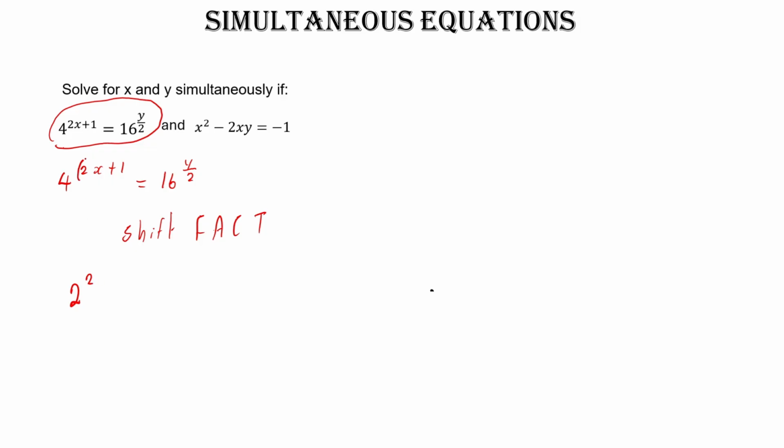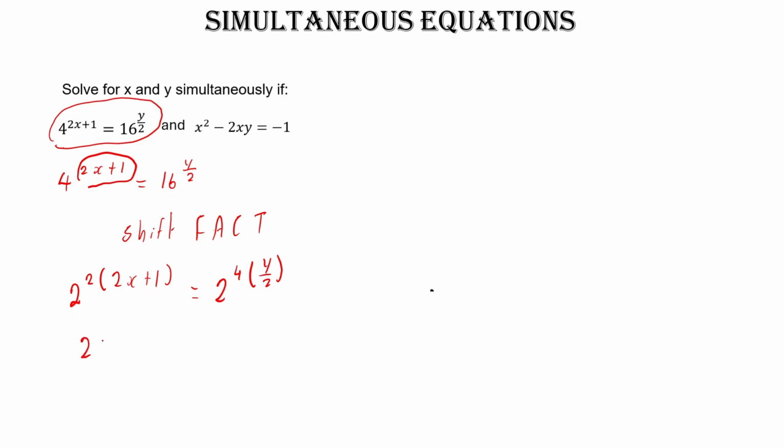But remember, we have all of this over here. So that's going to be into 2x plus 1. Then it's equal to 16. When you shift factorize 16, you get 2 to the power of 4, and that's all to the power of y over 2. Look at that, we have the same base. So let's first simplify the exponents, then after we'll drop them.